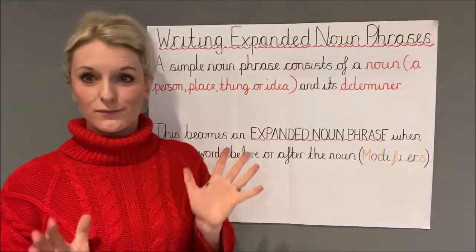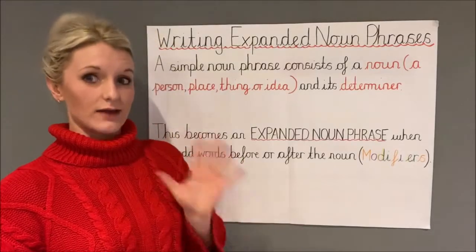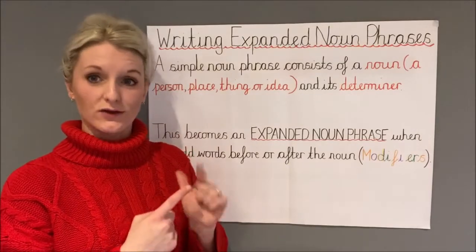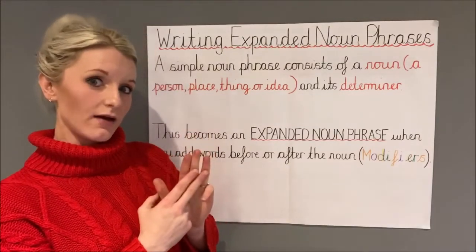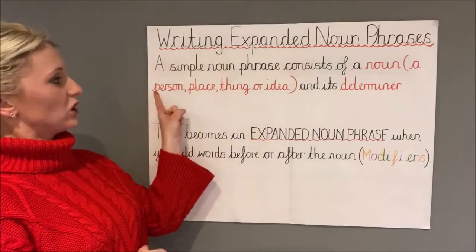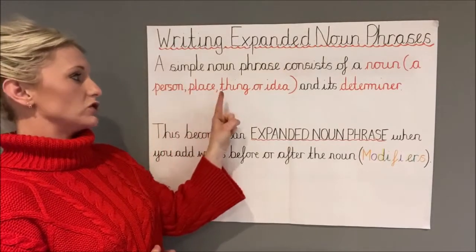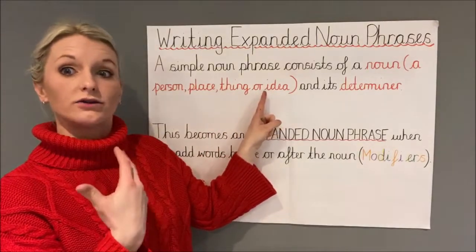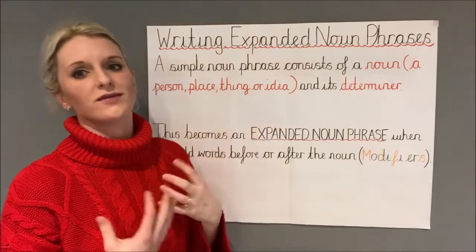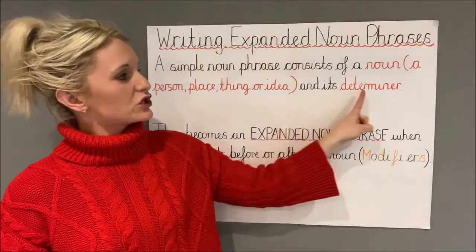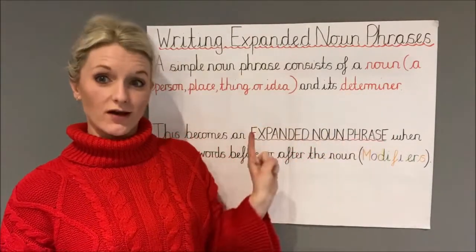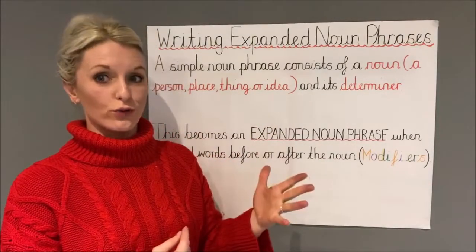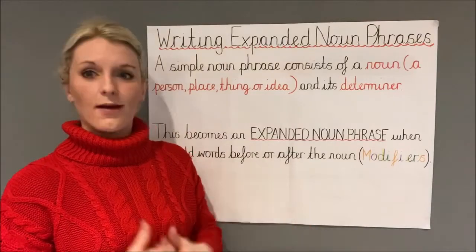So a noun phrase in its most basic form is a noun and the determiner that goes with it. So remember, a noun is a person, a place, a thing, or an idea. So that could be a teacher, a school, it could be a book, or an idea like freedom or justice or sadness. Okay, and a determiner, remember, is a word that goes in front of a noun, a word like the, a, an, those, that, some, many.